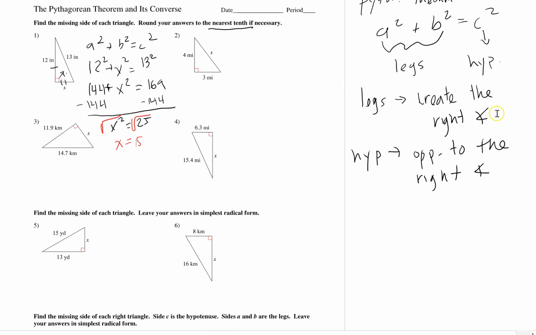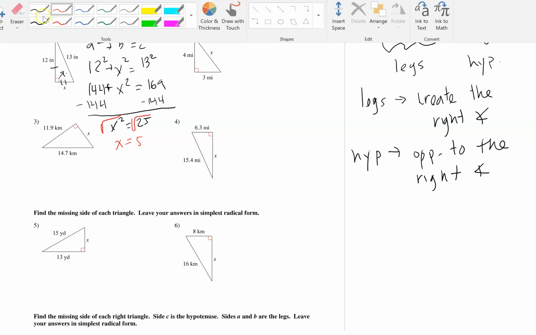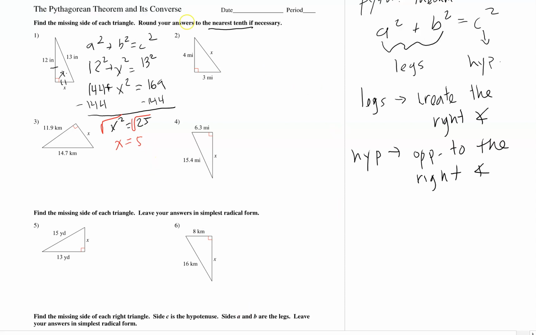Let's try number 4. So number 4, we're given a couple things so far. We're given one of our legs, right there. We're missing another leg, but we're given our hypotenuse. So plug it in. So I have 6.3 squared plus my other leg, which is x squared, is equal to 15.4 squared. Don't forget the squared. I almost forgot. You're not going to forget.